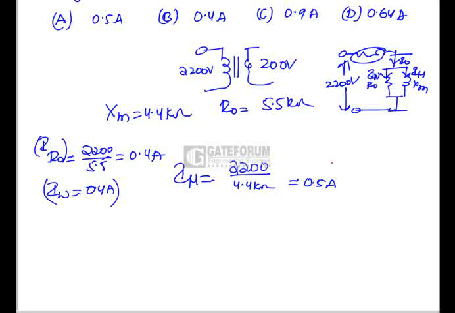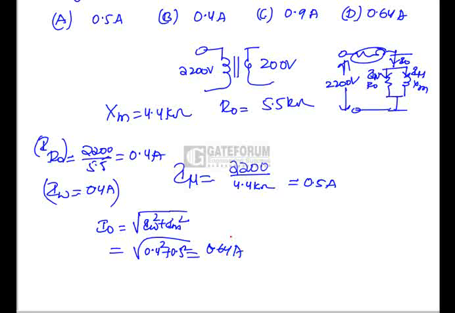Now we have to calculate exciting current on HV side, that is I naught. I naught is equal to square root of IW square plus IM square. So this is equal to square root of 0.4 square plus 0.5 square, which is equal to 0.64 amperes. So option D is correct.